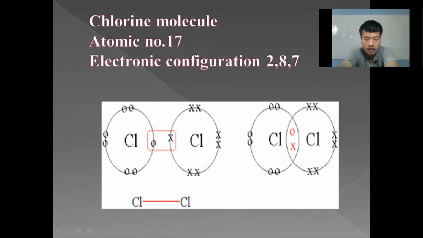So when 2 chlorines come together and share 1 electron each, they become stable and form a chlorine molecule. In this picture, under the chlorine diagram, we can see Cl-Cl. And this dash is used for representing a single bond.